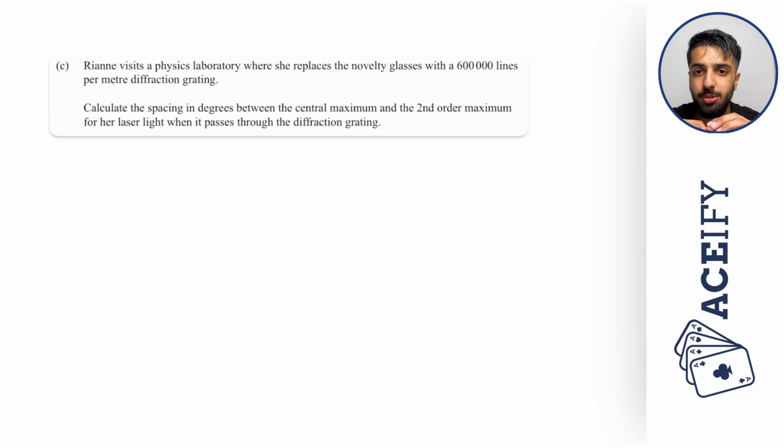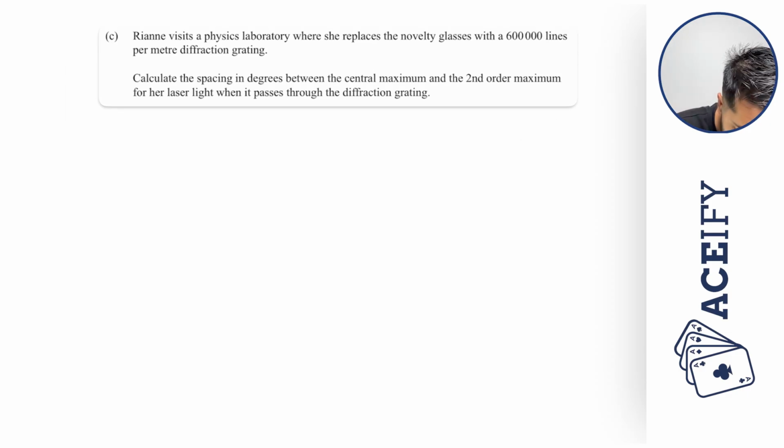Renee visits a laboratory where she replaces the novelty glasses with a 600,000 lines per meter diffraction grating. Calculate the angle between the central maximum and the second order maximum of her laser light when she passes it through the diffraction grating. Okay, so first we need to calculate our d. Our d is equal to 1 over 600,000.